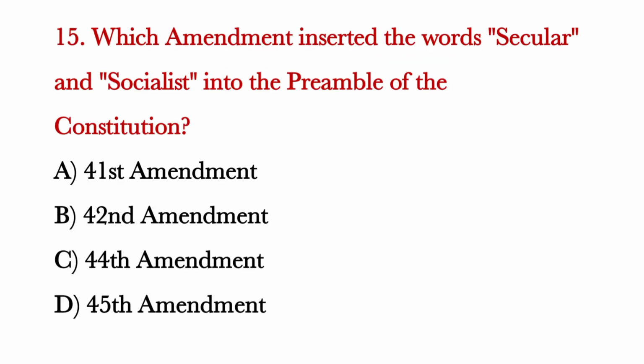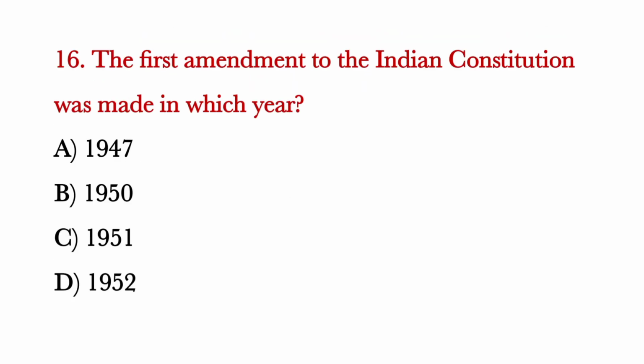Which amendment inserted the words secular and socialist into the preamble of the Constitution? Correct answer is option B, 42nd Amendment. The first amendment to the Indian Constitution was made in which year? Correct answer is option C, 1951.